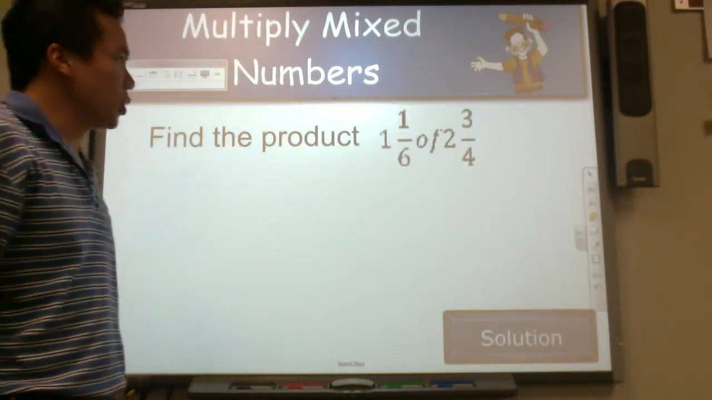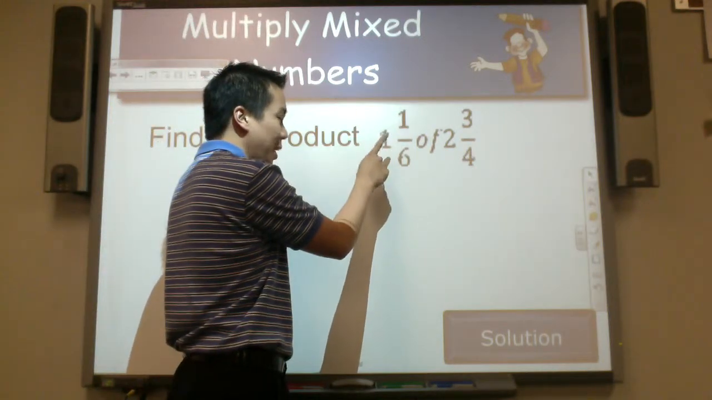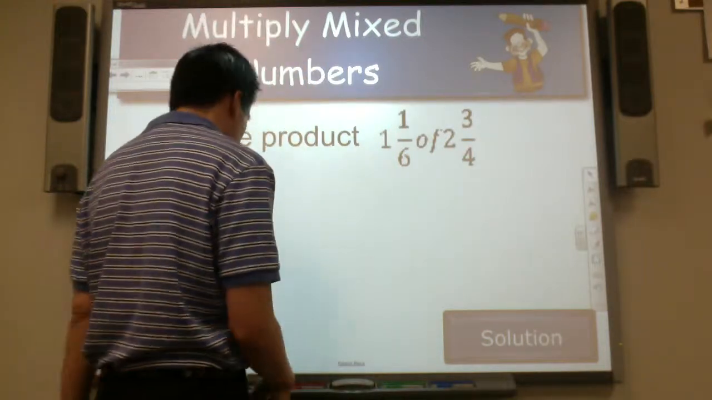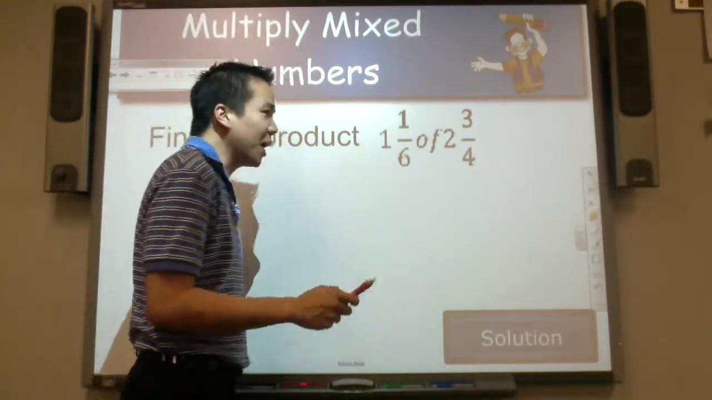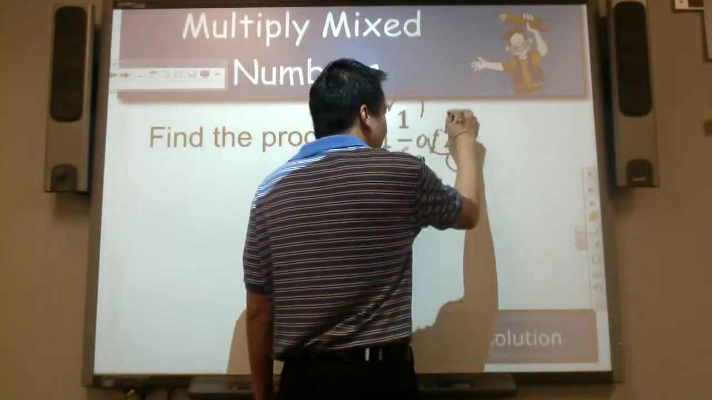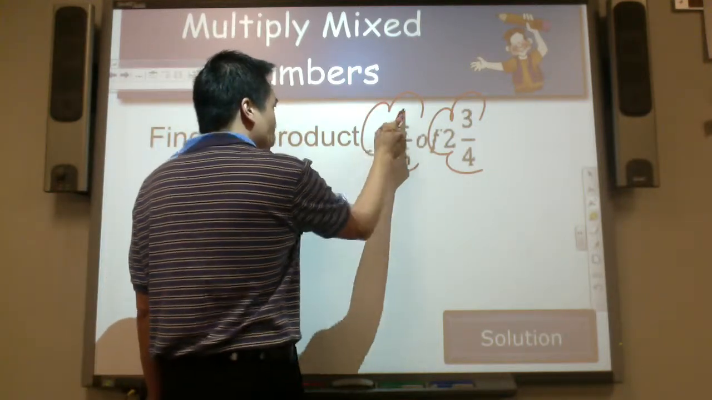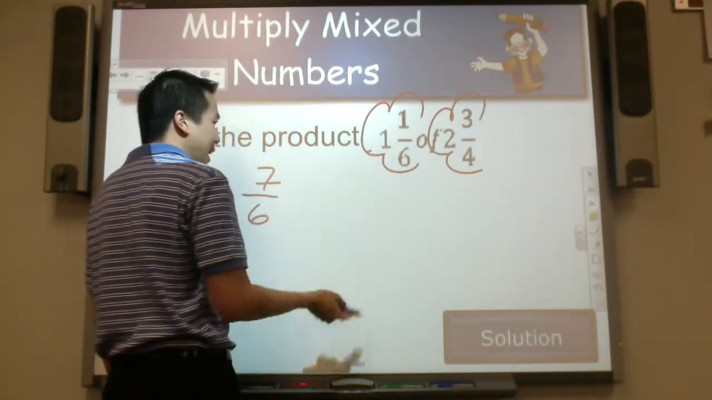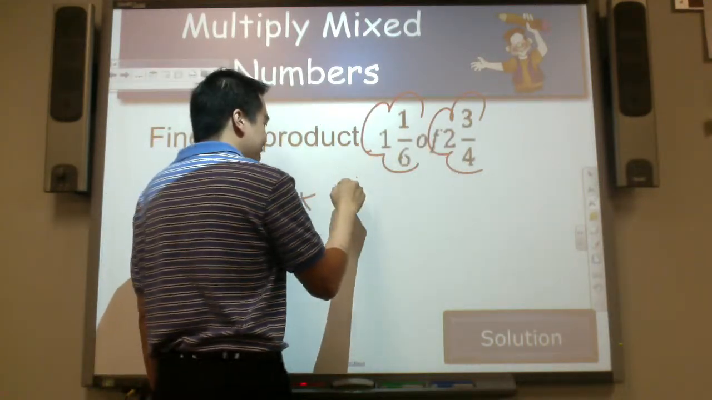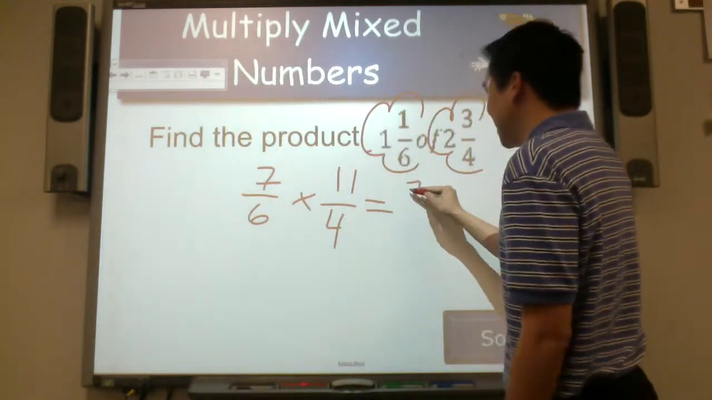Find the product of 1 and 1/6 of 2 and 3/4. Well, I know I'm multiplying by a number that's greater than 1, so this quantity will get greater. Oh, so multiply mixed numbers. That's okay. Turn these to fractions and times away. 6 times 1 is 6, 1 more is 7/6. 4 times 2 is 8, 3 more is 11/4.